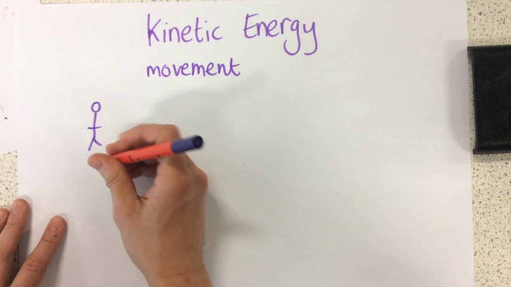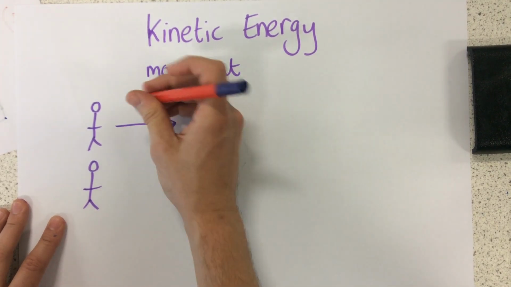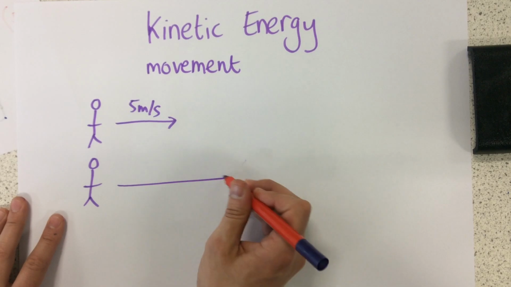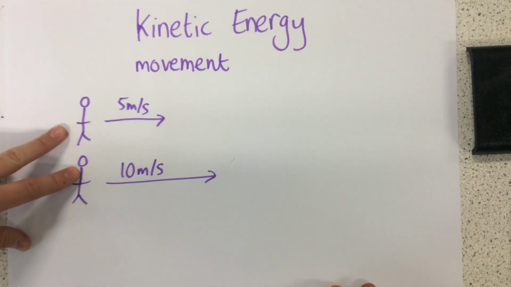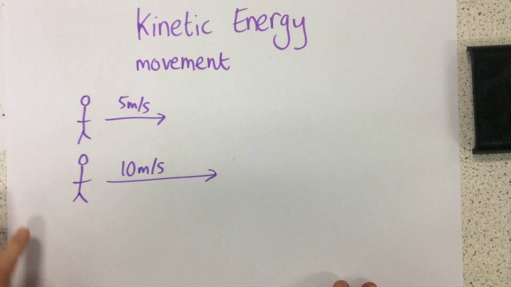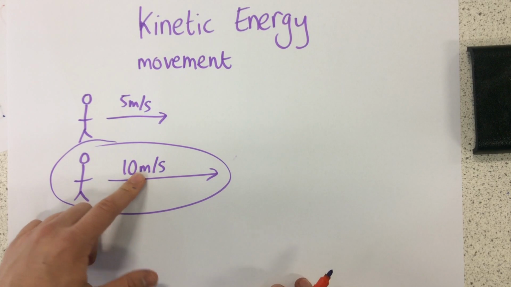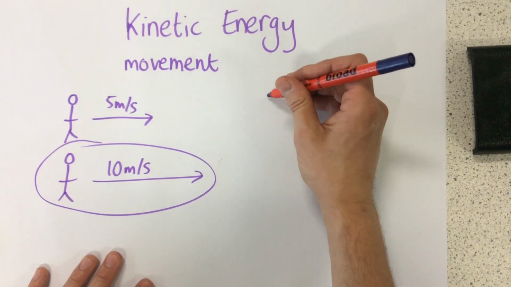So let's imagine we've got two people here. This person here, they are walking briskly at 5 meters per second. Whereas this person here, this is Usain Bolt, and he's running at 10 meters per second. So which one of the two has more kinetic energy? Well, obviously the one with the greater velocity. So velocity is one thing that can affect kinetic energy. So what's the other thing?